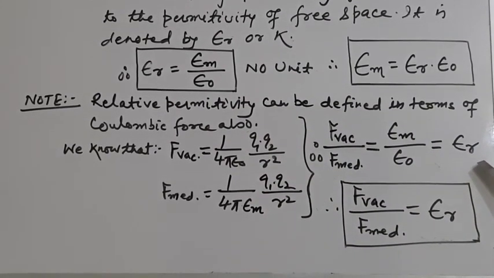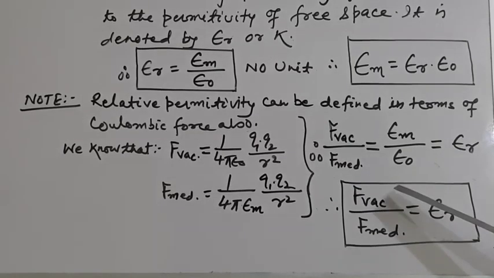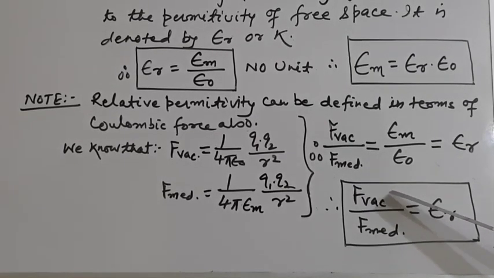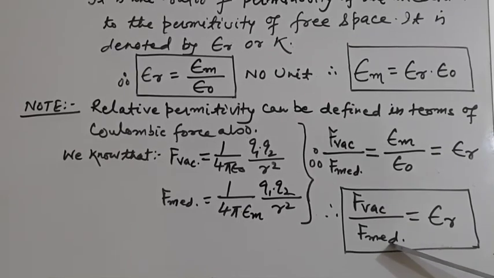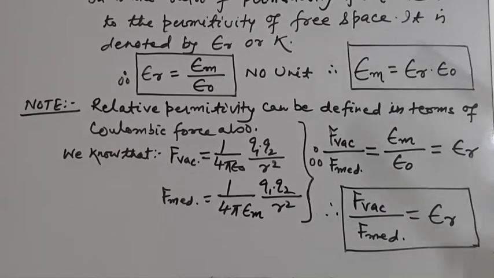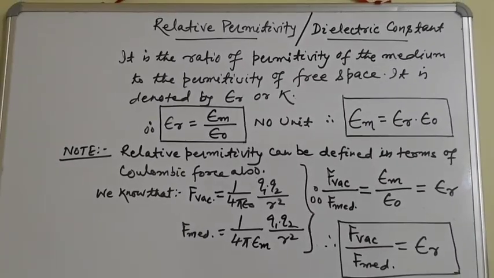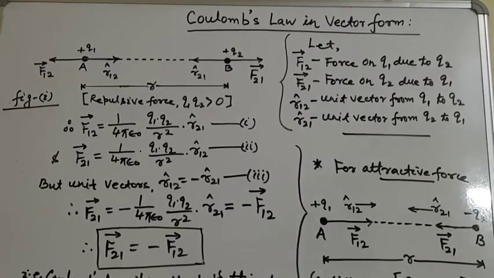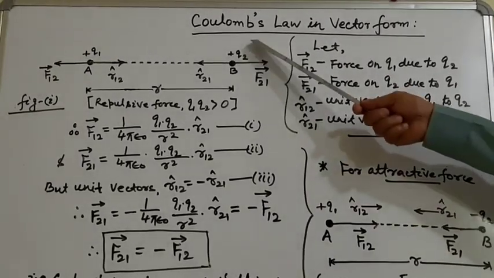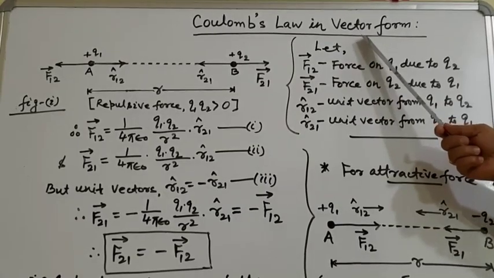So we can say that relative permittivity is also the ratio of two forces, the force of two charges in vacuum to the force of two charges in medium. So these are the two different definitions of the relative permittivity. Now we shall discuss Coulomb's law in vector form.